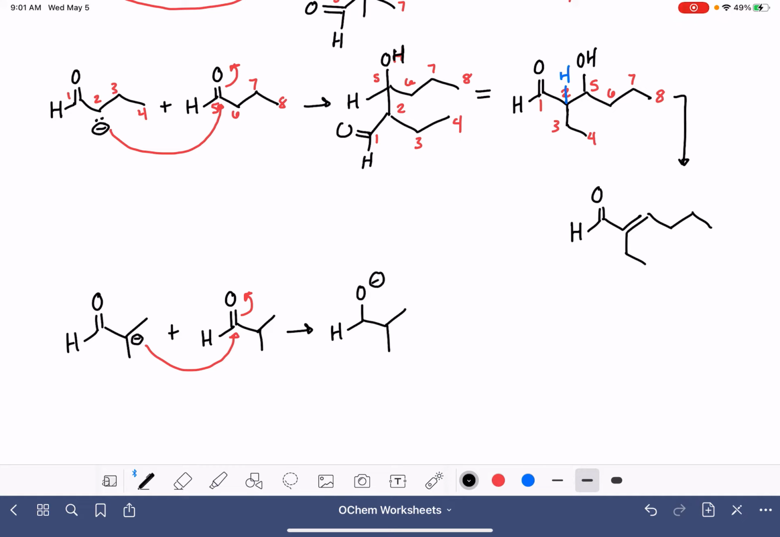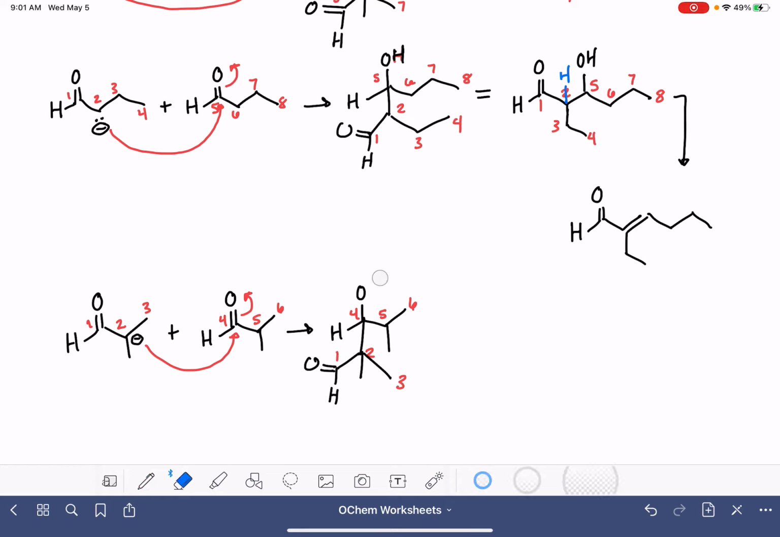We are forming a bond. I just cannot do this without my numbers. 5, 4, 5, 6. So we're forming a bond in between carbon 2 and carbon 4. There's our carbon 4. Here's our carbon 2. Carbon 2 is attached to number 1, which is an aldehyde, and also number 3 and a random methyl that I never numbered.